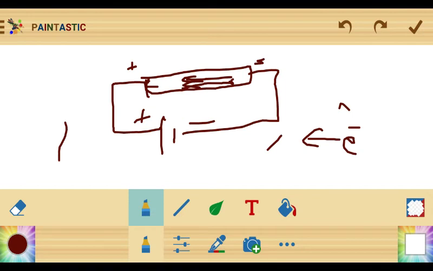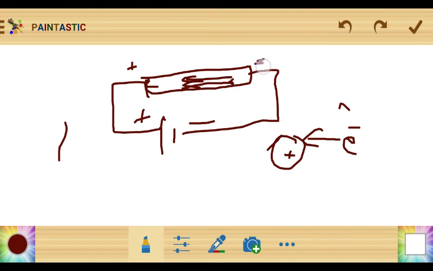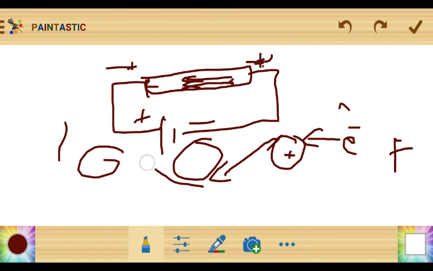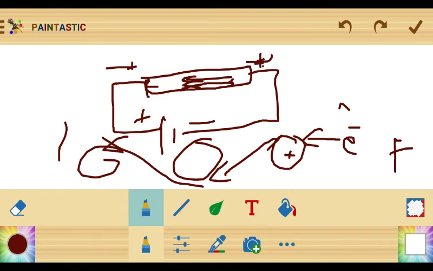On moving, they suffer frequent collisions against the metal ions and lose energy. Not only electrons, these positive ions are here also. They collide, give up their energy, and again gain energy from the battery's potential difference and start moving again. So in reaching from one end to the other, electrons have to suffer a lot of collisions.